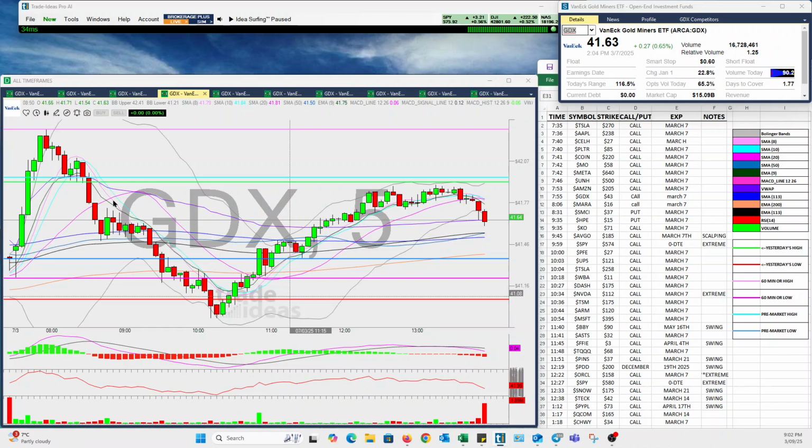Okay, GDX was called out at 7:55, which was right around here. So this was called out right when it was going to be rejecting. So again, you don't want to jump in on a trade as soon as it's called out.